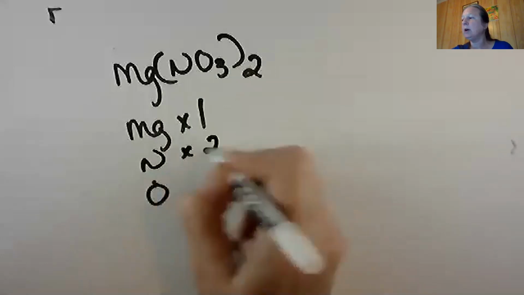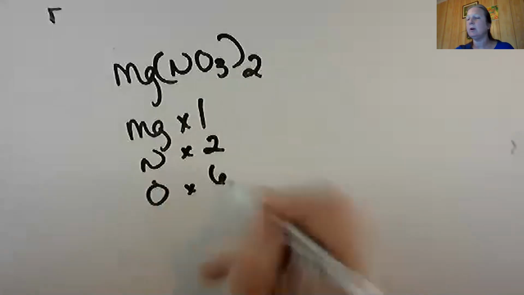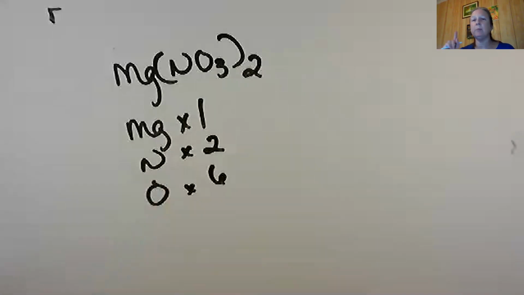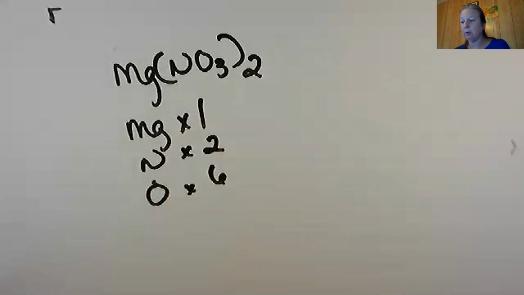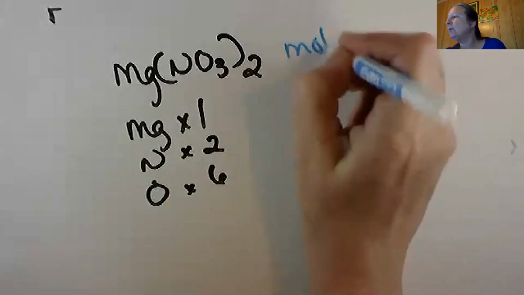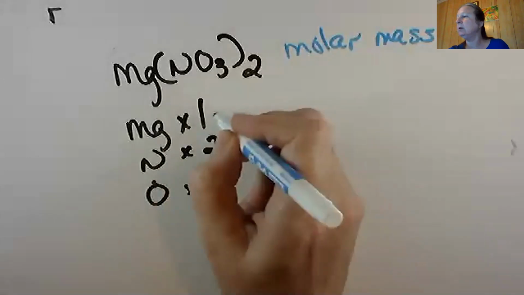So we have 2 nitrogens, and we have 3 times 2, 6 oxygens, all right? That's what makes up 1 individual magnesium nitrate formula unit, or a mole. So we have a mole of all these. So if I look magnesium up on the periodic table, and I'm getting a molar mass, the question was for 1 mole of magnesium nitrate.